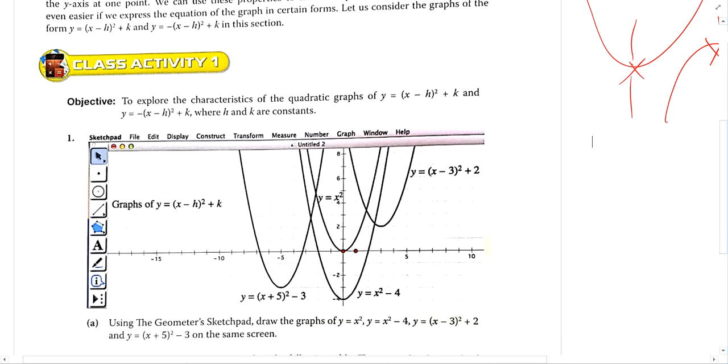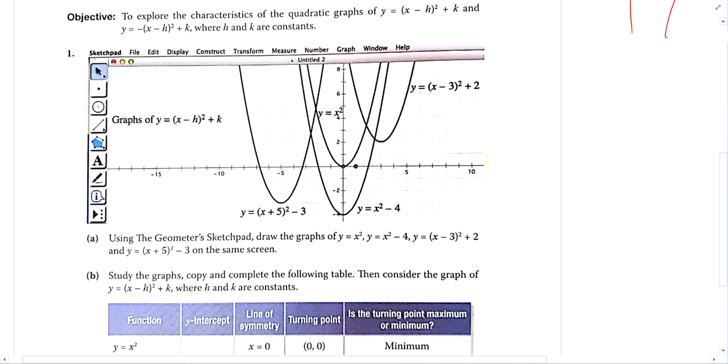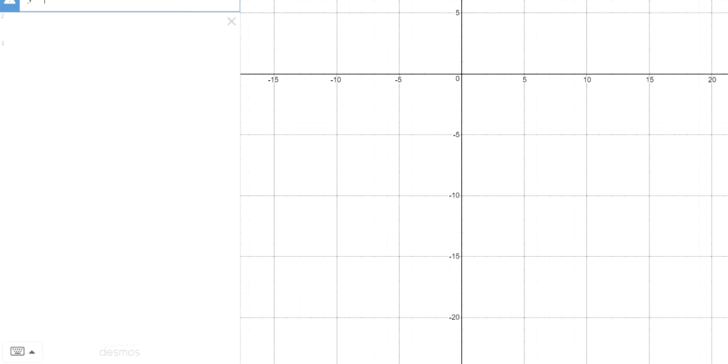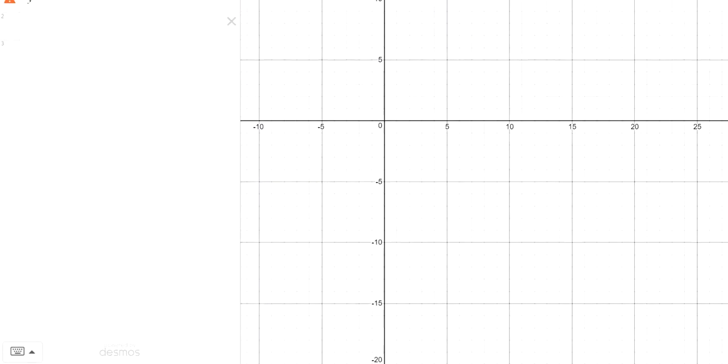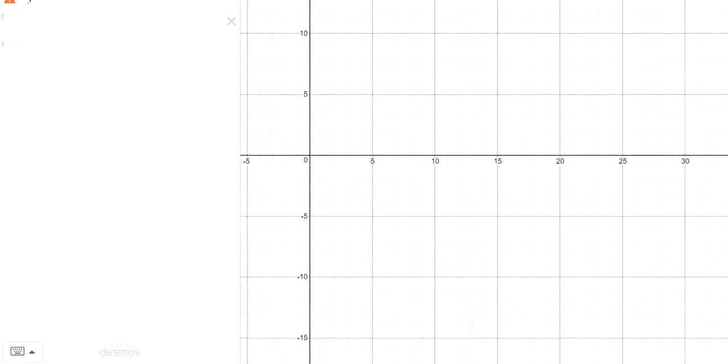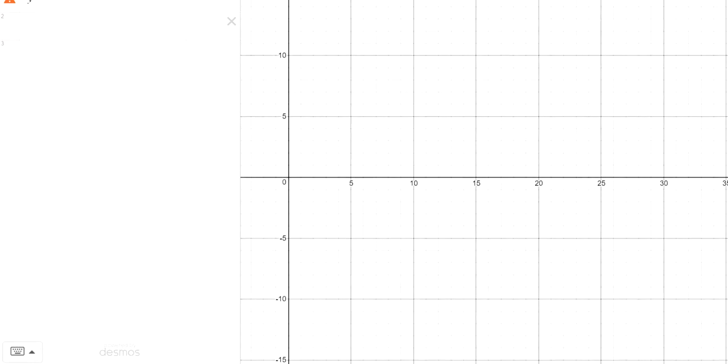Class activity 1. I am going to use my favorite mathematical website. What is that? Who is that? Boring, right? Francis, what is my favorite site? Maths. The draw graph. Jia Yi knows, he's not even my math student. What is that website? Desmos.